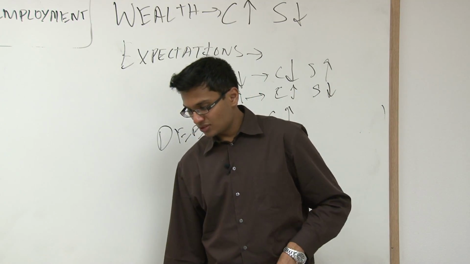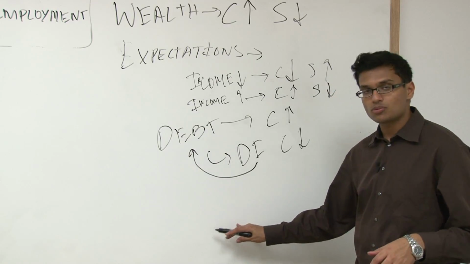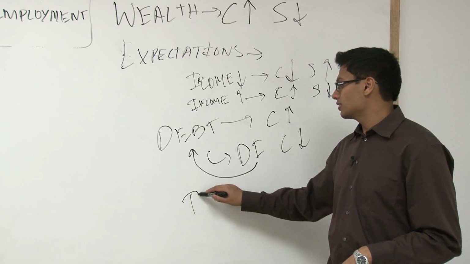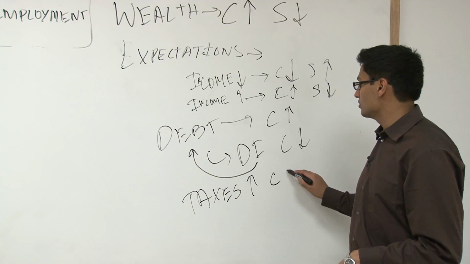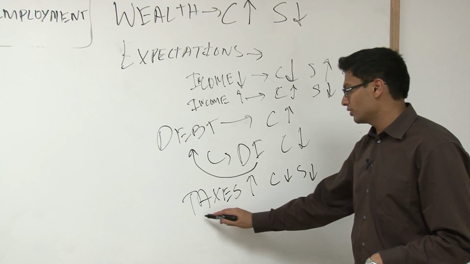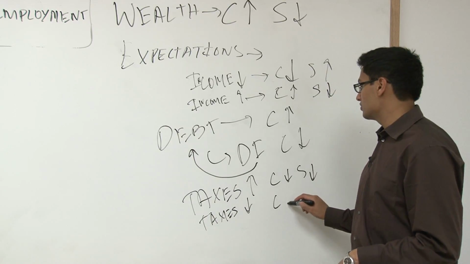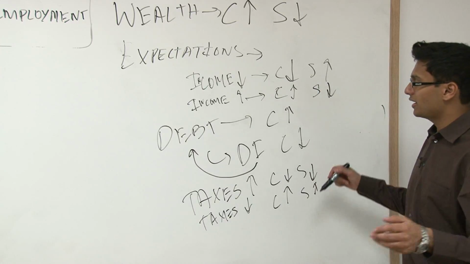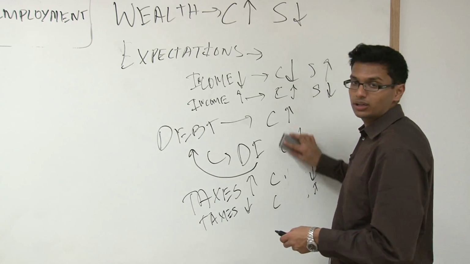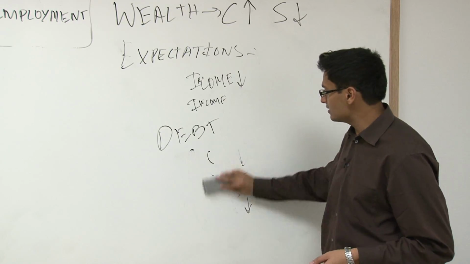Last one is taxes and transfers, and it's pretty cool because for taxes and transfers, consumption and saving move in the same direction. So let's say your taxes are more, you consume less, you save less. Your taxes go down, you consume more, save more. All right? So pretty straightforward, self-explanatory, but I wanted to go over these just in case.